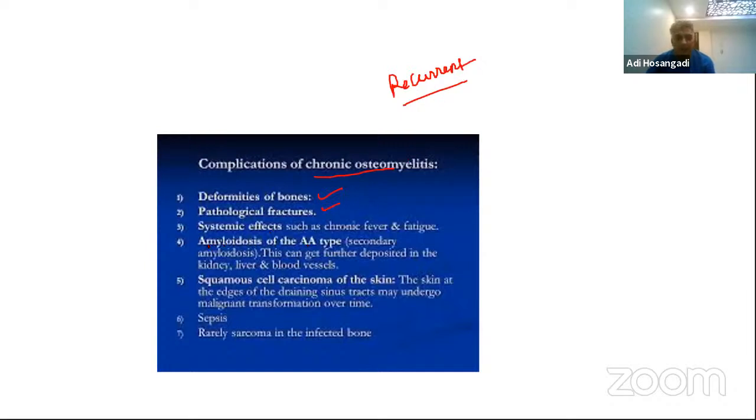Systemic side effect is rarely amyloidosis. In theory exam or in your viva, please don't mention this first. It is a very rare complication. Squamous cell carcinoma at the mouth of the sinus, malignant transformation of the mouth of the sinus, is also one of the complications. But the most common complication is pathological fractures and deformities of the bones. Malignancy and amyloidosis are rare complications.